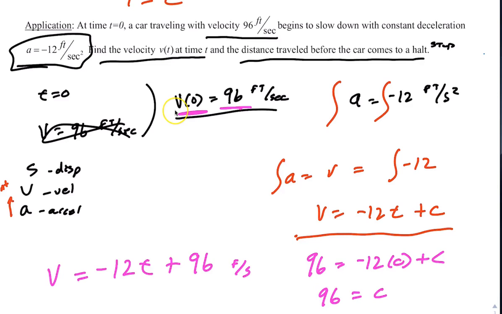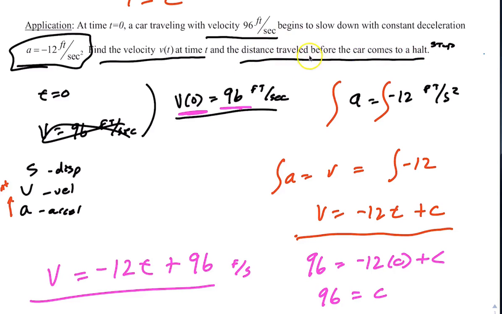Feet per second. So there's the velocity, v of t at time t. So that's my particular solution to that equation. Now let's look at the other question. The distance traveled, we've got to find the distance traveled before the car comes to a halt.